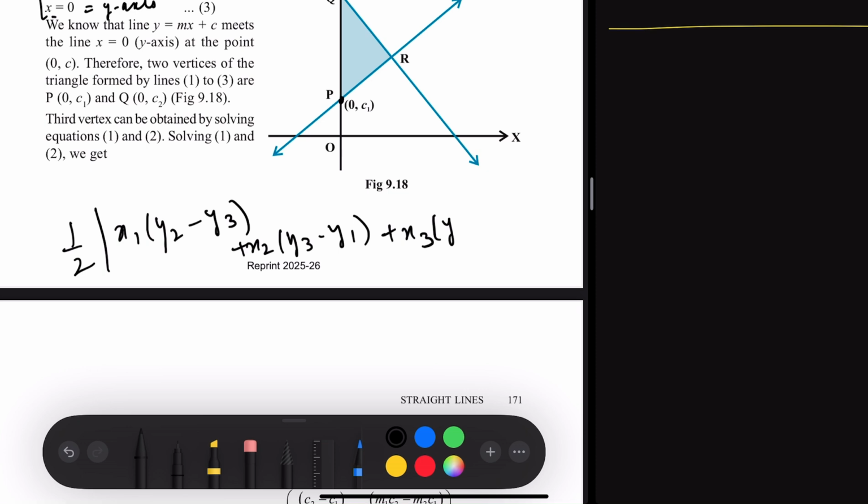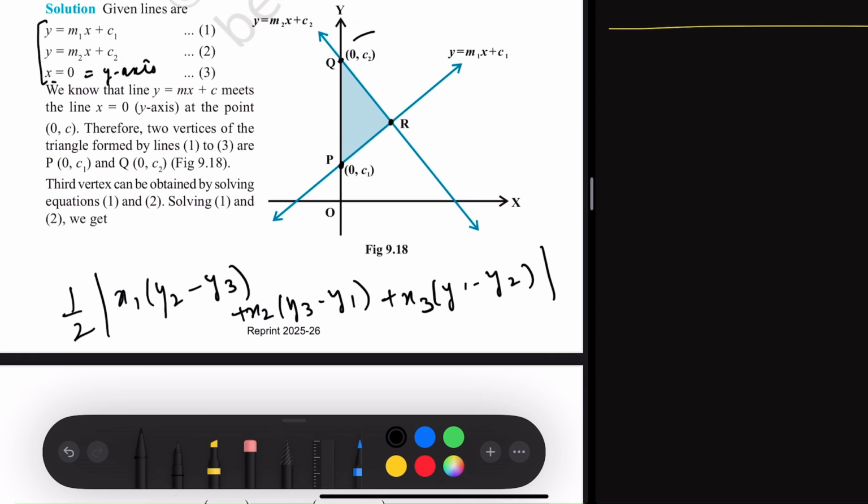this. Okay, right? ऐसा कुछ होता है हमारा एरिया ऑफ ट्राइंगल का फॉर्मूला. सो हमारे पास Q है, हमारे पास P है, हमें R के कोऑर्डिनेट्स फाइंड आउट करने हैं. तो R के कोऑर्डिनेट्स क्या होंगे? इंटरसेक्शन ऑफ equation 1 and equation 2.